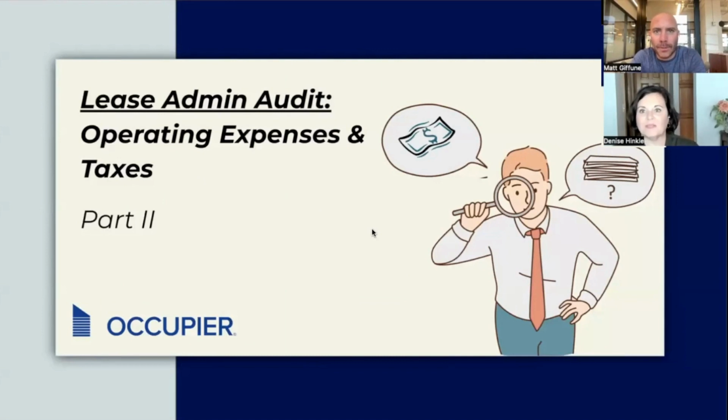This is part two of a two-part series about lease administration auditing best practices. Today, we're going to be covering operating expenses and taxes. Be sure to tune in to our previous episode, which was CAM and utilities. So basically, what we're doing here is breaking down over two webinars how tenants can essentially audit all the expenses that are happening in their portfolio on the lease and portfolio level.